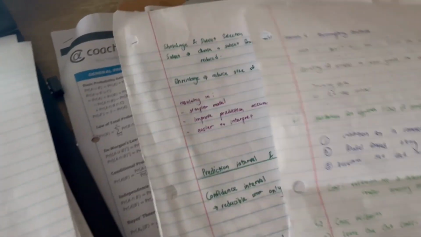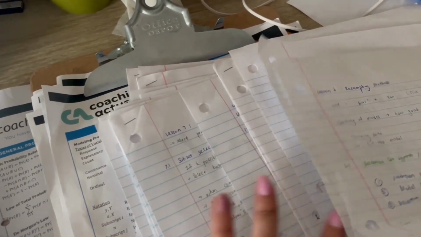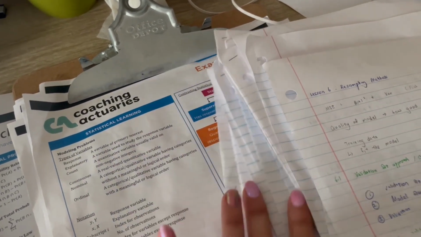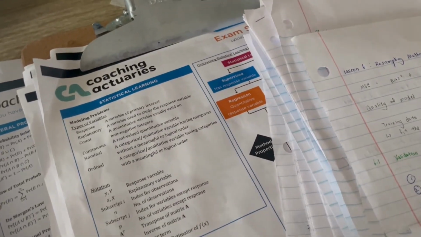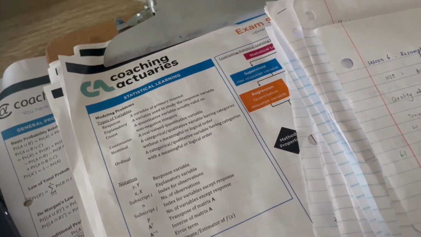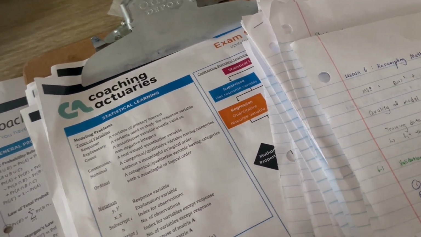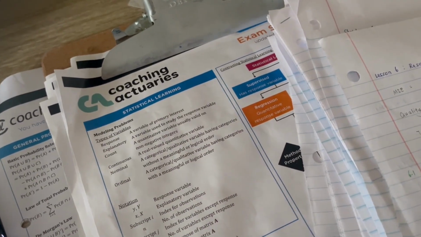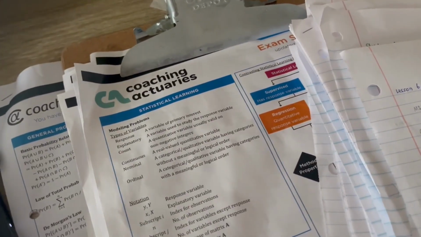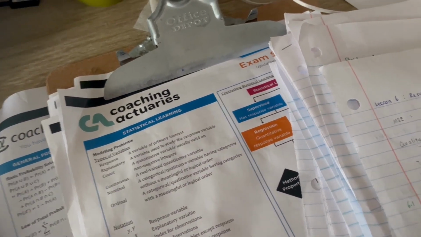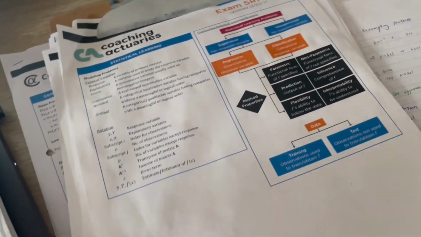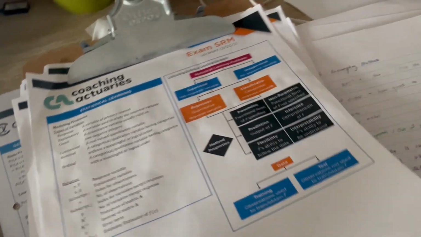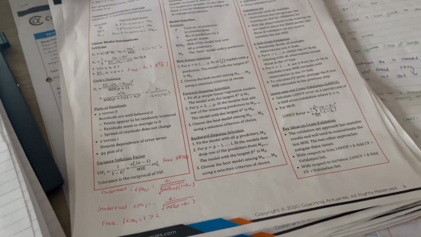And then this is the amount of notes I made from the ASM manual. And then I also downloaded the Coaching Actuaries formula sheet as well. That's something that I always do when I take the SOA exams. It's all free and I think it's really useful when you are trying to memorize all the formulas because most of it is already in there. Yeah, and I like it in color because it's just nicer that way.